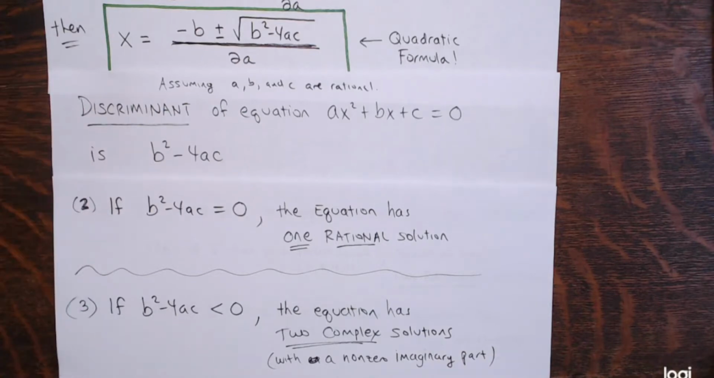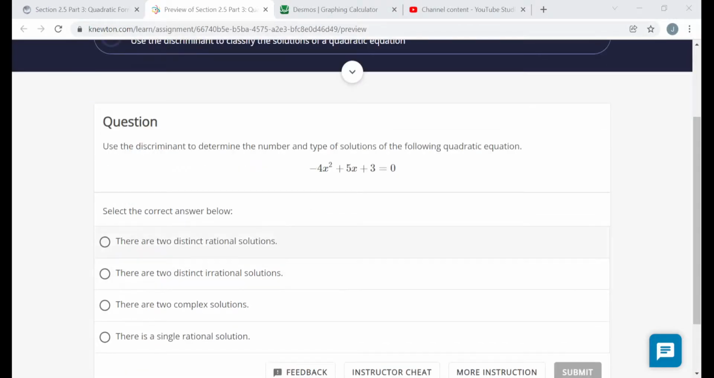So your answer choices, notice, right, back here are two rational solutions, two irrational solutions, two complex solutions. That means with an imaginary part. All right, I don't know why I accidentally clicked on that. That might not be the answer. And then a single rational solution, right? So if the discriminant is positive and a perfect square, if the discriminant is positive but not a perfect square, if the discriminant is negative, and finally if the discriminant is 0.